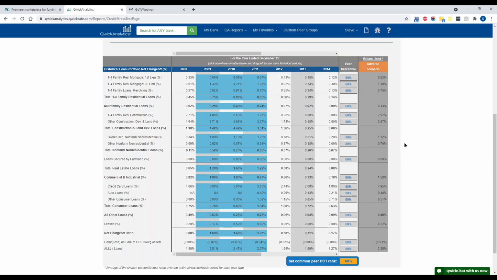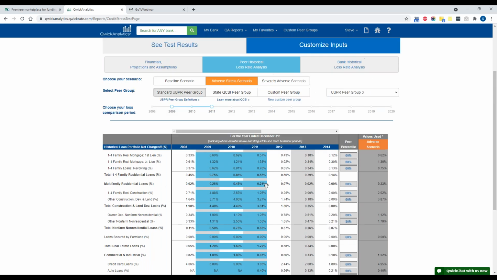But as I plug in 80th percentile just for these two segments, everything recalculates. These all become 80th percentile values just for this particular segment. So that's how you can customize it and be more or less punitive at the segment level or on the whole portfolio. Once we've defined how punitive we want to be on the adverse scenario, we move over to the severely adverse scenario.